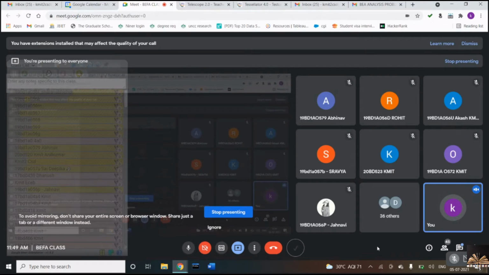Now what is the formula for break even, Nana? Fixed cost divided by PV ratio. 20,000 divided by 20%. How much did you get? 1 lakh. Very good. And how much is the margin of safety?